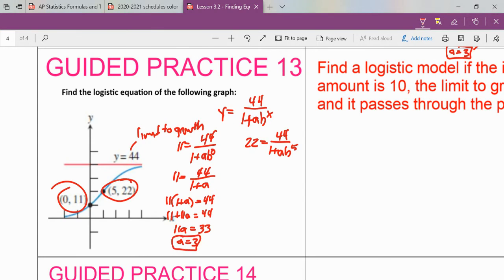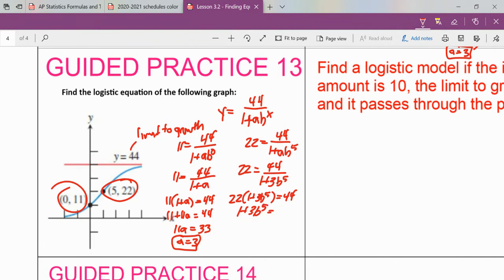All right. I can put that into this equation here, so I get 22 equals 44 over 1 plus 3 times b to the 5th. You can clear the fractions here, so I have 22 times 1 plus 3b to the 5th equals 44. I probably just end up dividing by 22 here. Now I think that might make it a little bit easier. So that's fine. I go 1 plus 3, a little different than what I did over there, just a different method. So that's 1 plus 3b to the 5th.